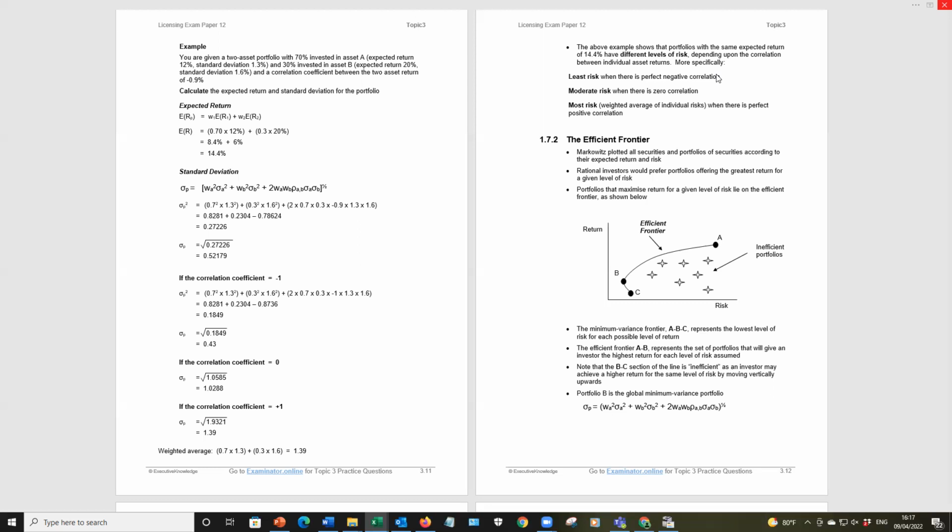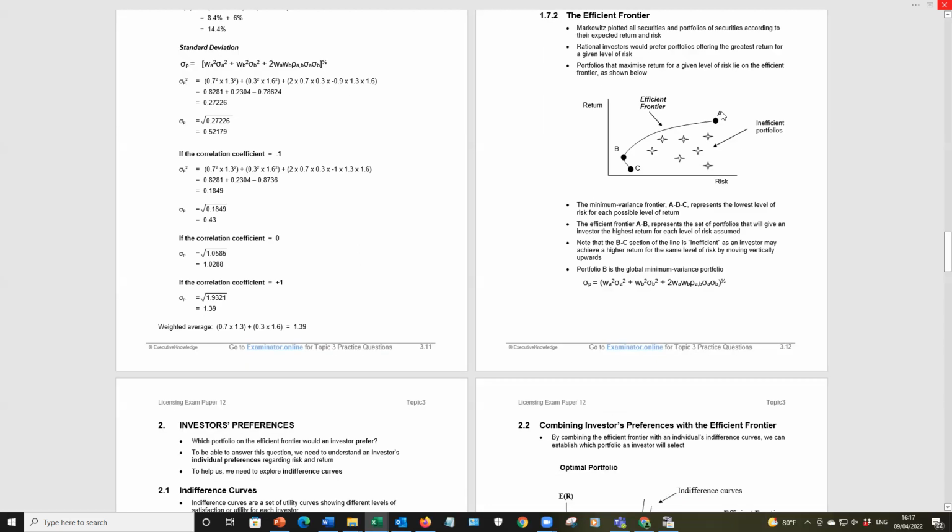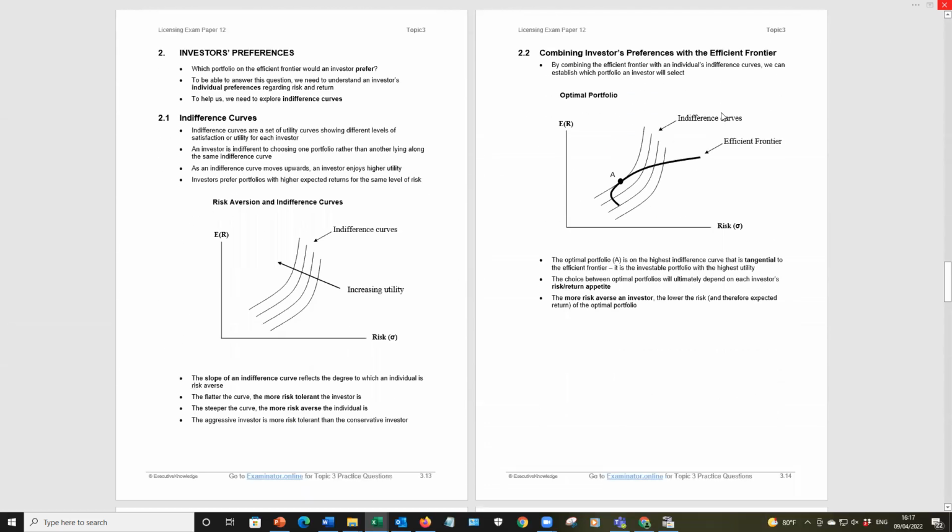And for some reason, we've given you the formula for the standard deviation of a two-asset portfolio once again at the bottom of page 3.12. Okay, let's now move on to looking at investor preferences, because we're going to combine the concept of the efficient frontier and investor preferences through indifference curves to explain why there is a most preferred combination of investments for individual investors.